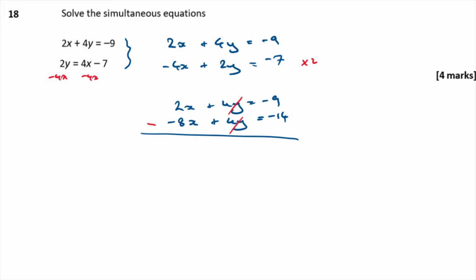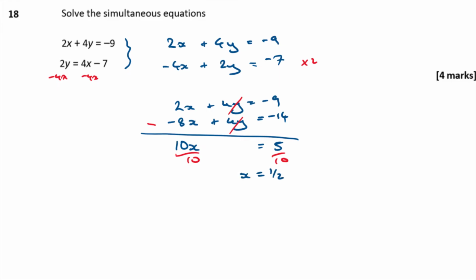So 2x take away negative 8x is going to give me 10x. And negative 9 take away a negative 14. Again, two negatives kind of make a positive, don't they? So negative 9 plus 14, that's going to give me 5. Okay, so 10x is 5. Dividing both sides by 10 gives me x is equal to 5 over 10, or 1/2. So x is a half.